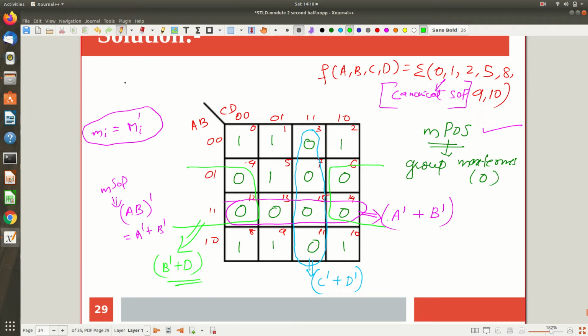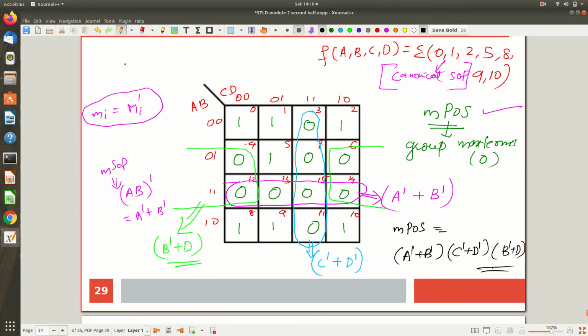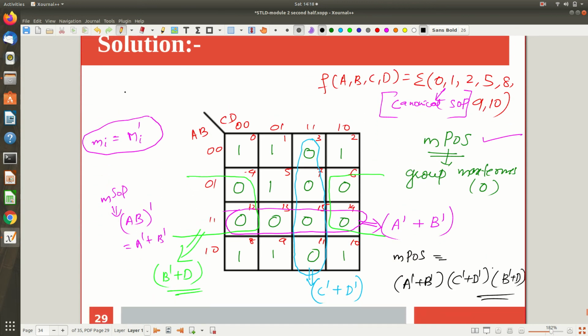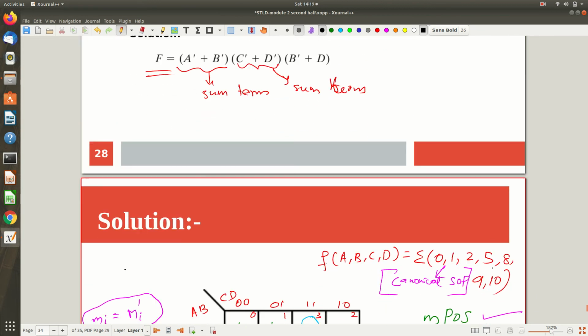Any 0 left? We covered all the 0s with the maximum size grouping possible. So this is our final answer. The final minimal product of sum expression we are interested in is equivalent to A dash plus B dash, into C dash plus D dash, into B dash plus D. Let's verify whether it is the correct answer. A dash plus B dash, it was given here, right? Correct. C dash plus D dash, yes. B dash plus D, right?